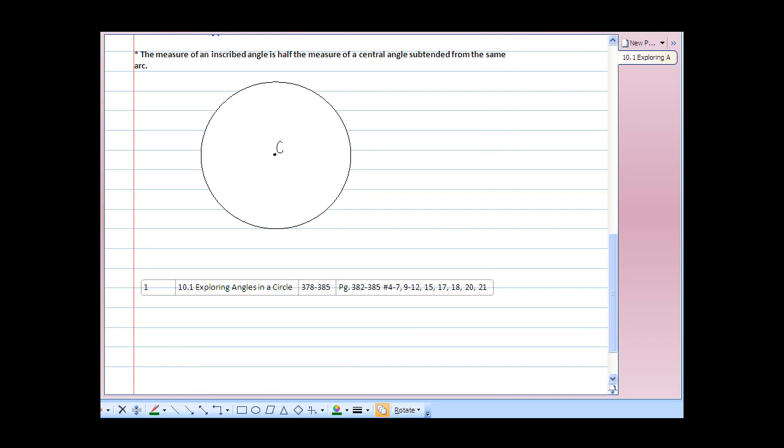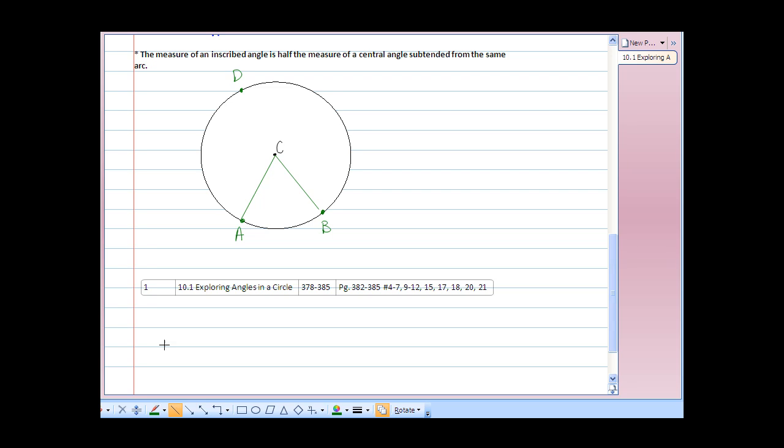Let's now look at the next part of exploring angles in a circle. The measure of an inscribed angle is half the measure of a central angle subtended from the same arc. So once again, let's set out two points that will be kind of our boundaries for our arc or our endpoints, and we'll call those once again A and B. So we'll start with our central angle. So remembering that your central angle is made up of two radii. So here's my central angle, angle ACB. And we'll plot another point up here, and we'll call this D.